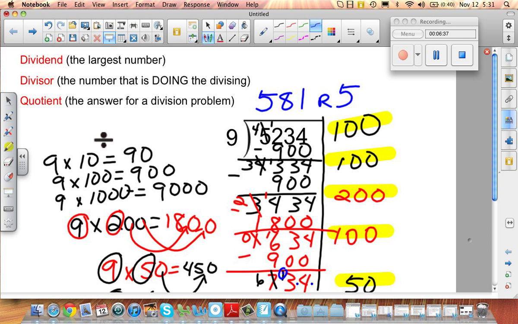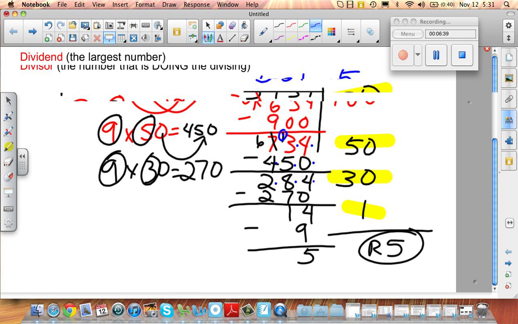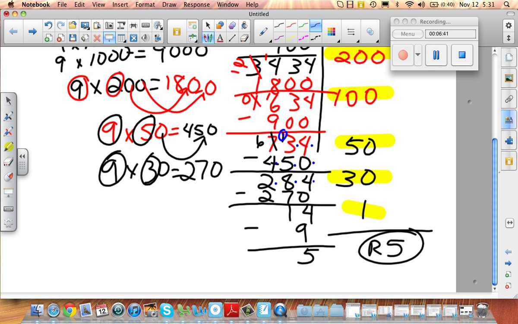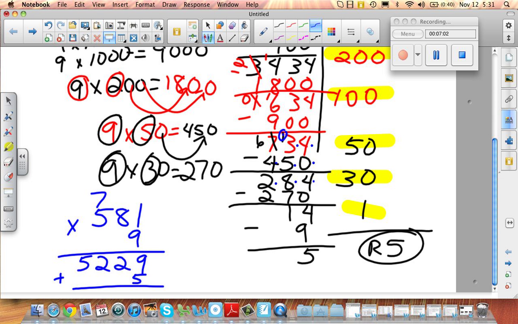Let's check our work, because that's really important, and you can never forget about it, okay? So 581 times 9. 9 times 1 is 9. 9 times 8 is 72. 9 times 5 is 45. Plus 7 is 52. Uh-oh, that is not the number we started with. Oh yeah, that's right. We had a remainder of 5.